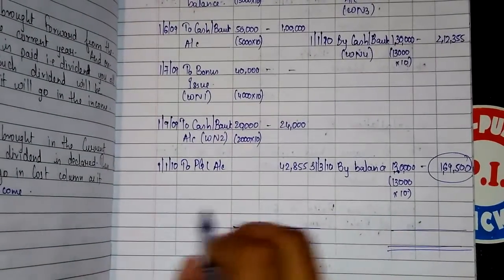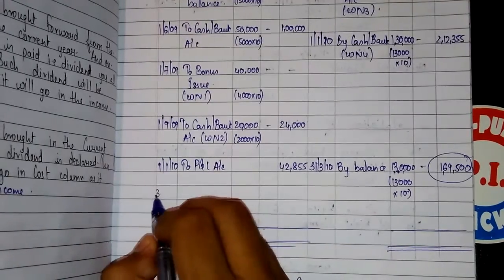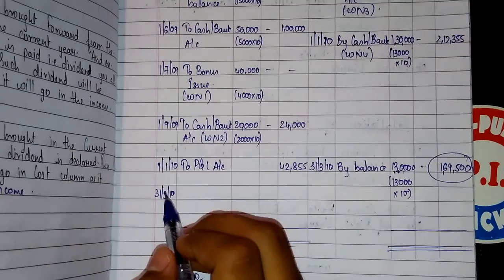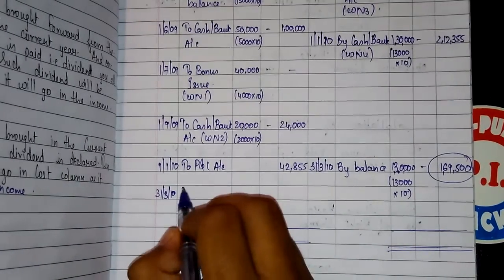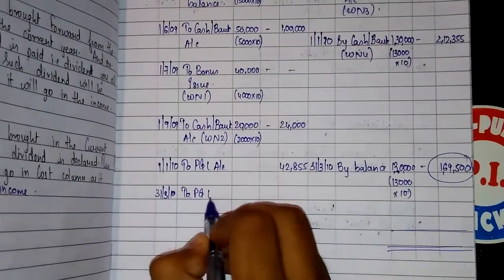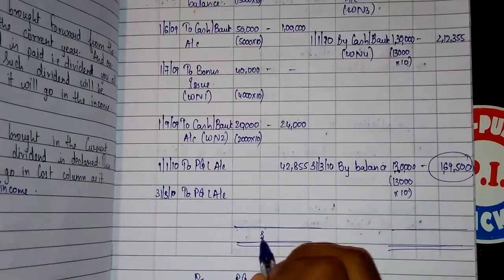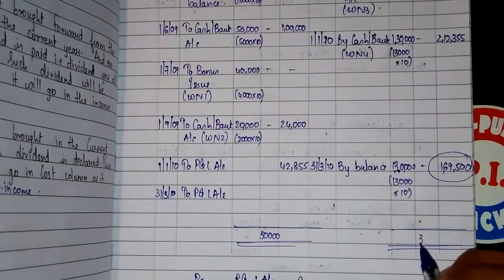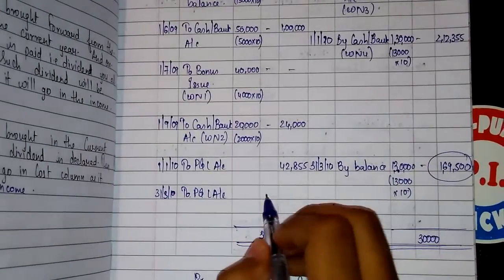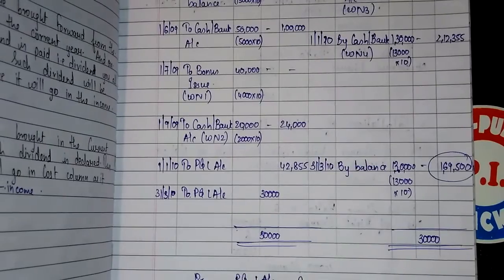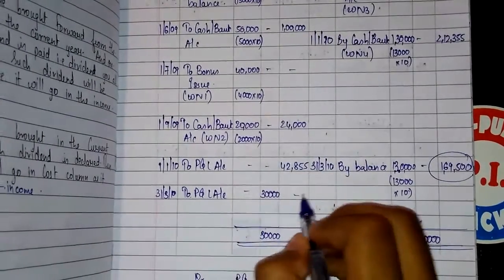And one more thing is remaining, 31,310, which is to profit and loss account. Since it is the income column, here 31,310 will be coming. It is a revenue income. It will be simply transferred to profit and loss account. I hope this is quite clear to you all.